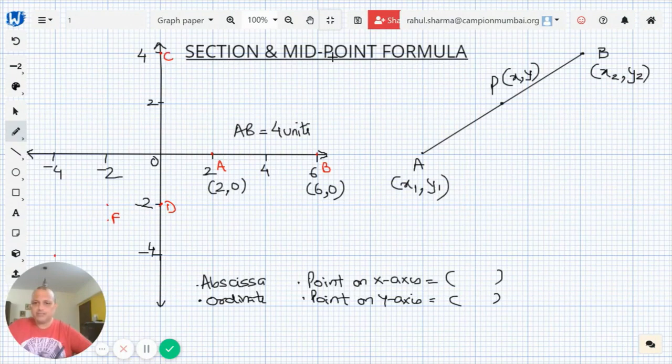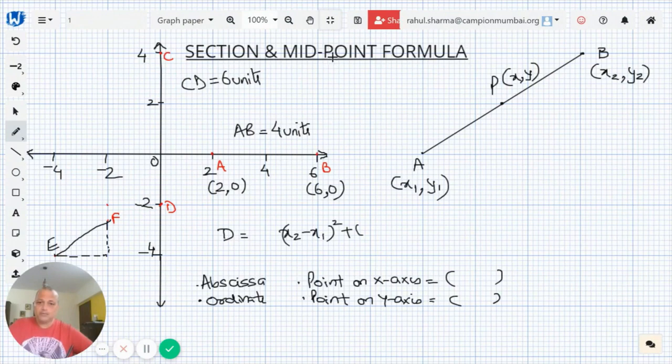Now let me try and find the distance between C and D. Now C and D is 1, 2, 3 boxes. So CD is equal to 6 units because one box is equal to 2 units. Now, in case I have to find the distance between, let's say, point E and point F, let's say this is point E and this is point F. Well, I hope you remember we use something called a distance formula, where we said distance between two objects is equal to the square root of (x2 minus x1) whole square plus (y2 minus y1) whole square. So this was distance formula.